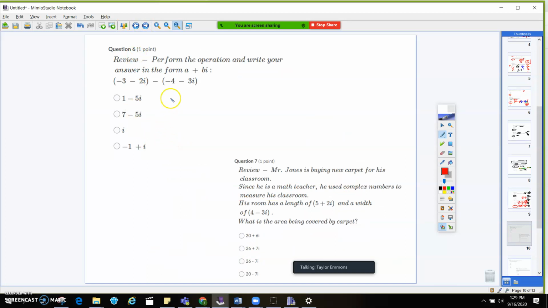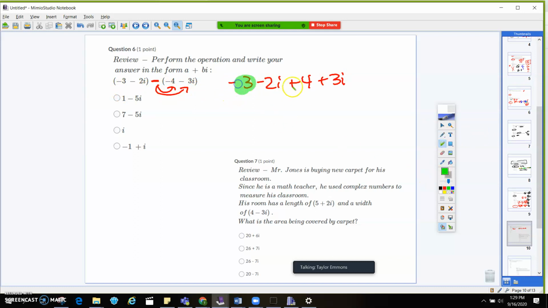On number 6, we're going to subtract. So you see that subtraction sign in the middle. You want to make sure that you distribute that subtraction sign. So that's going to give you negative 3 minus 2i plus 4 plus 3i, because remember, we're distributing that negative. Okay? And now I'm going to combine my like terms.